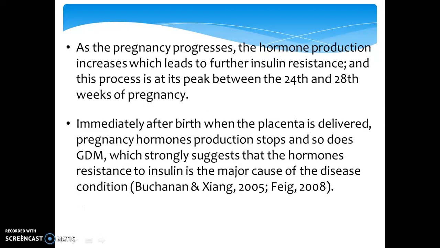As the pregnancy progresses, the hormone production increases, which leads to further insulin resistance, and this process is at its peak between the 24th and 28th weeks of pregnancy. Immediately after birth, when the placenta is delivered, pregnancy hormone production stops, and so does gestational diabetes mellitus, which strongly suggests that hormone resistance to insulin is the major cause of the disease condition.